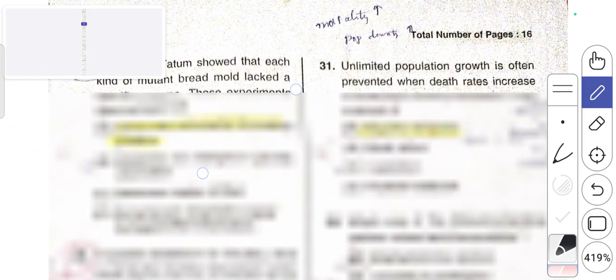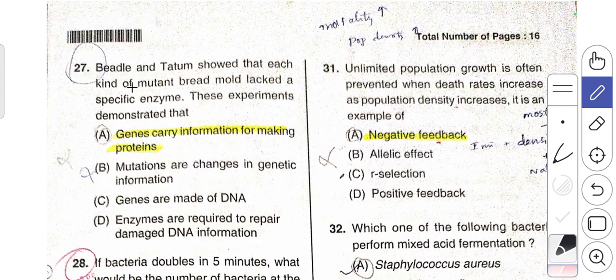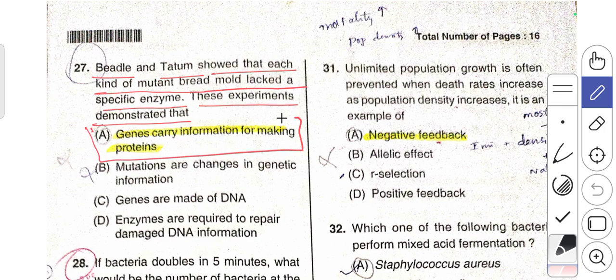Then 27th, Beadle and Tatum showed that each kind of mutant bread mold lacked a specific enzyme. These experiments demonstrated that. So Beadle and Tatum worked on the mutant bread mold, and they came to the conclusion that they lacked a specific enzyme, and demonstrated that genes carry information for making a particular protein. So A is the right answer for this question.